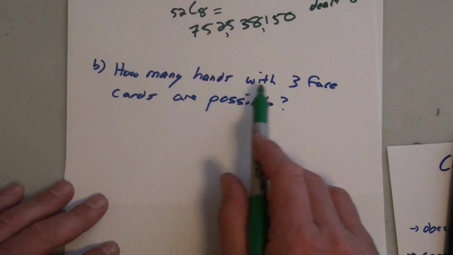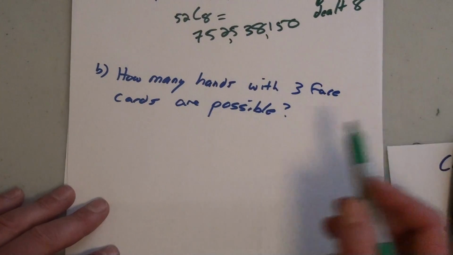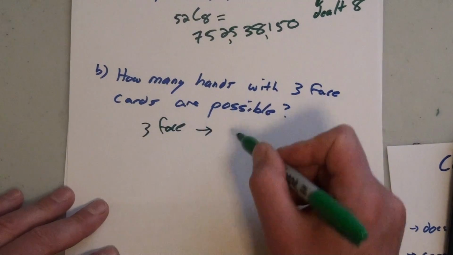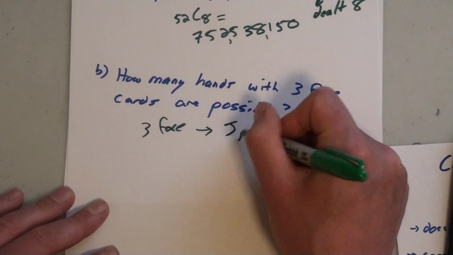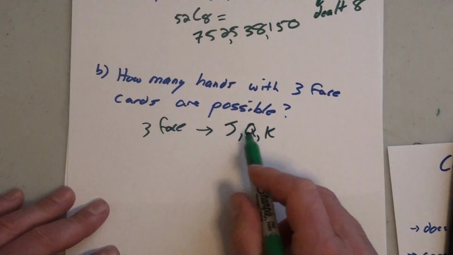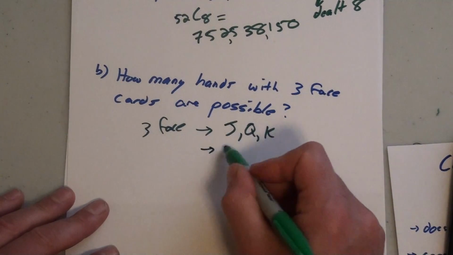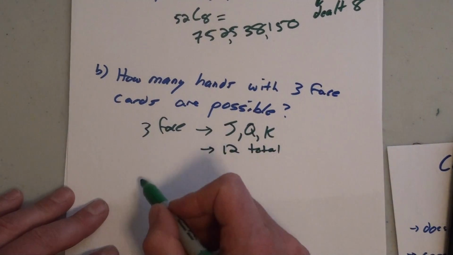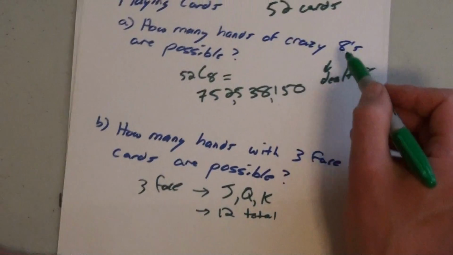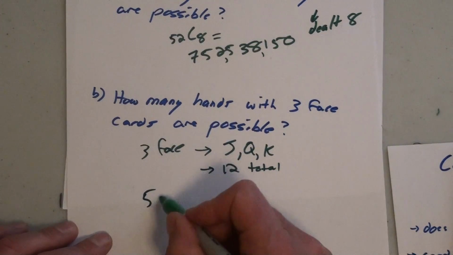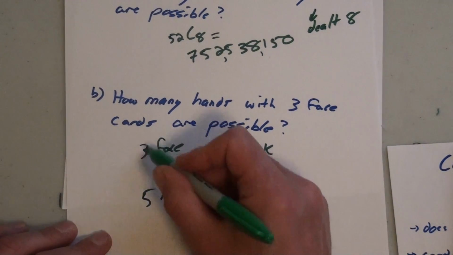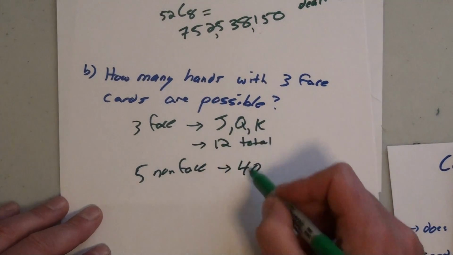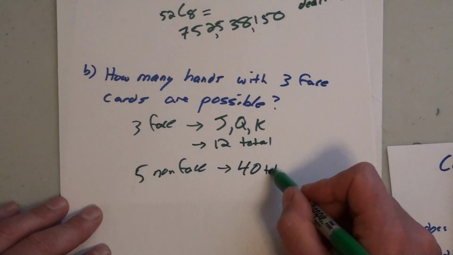How many hands with 3 face cards are possible? Now in this case you're going to have 3 face cards out of, and now face cards are your jacks, queens, and kings. There are 4 of each because there's 4 suits, so there will be 12 in total. And your non-face cards, so I'm dealing with hands of Crazy Eights, so there's 8 in total, so there'd be 5 non-face to give me my 8 cards. And there's 40, because there's 52 cards, 12 face, and there'd be 40 that are not face.